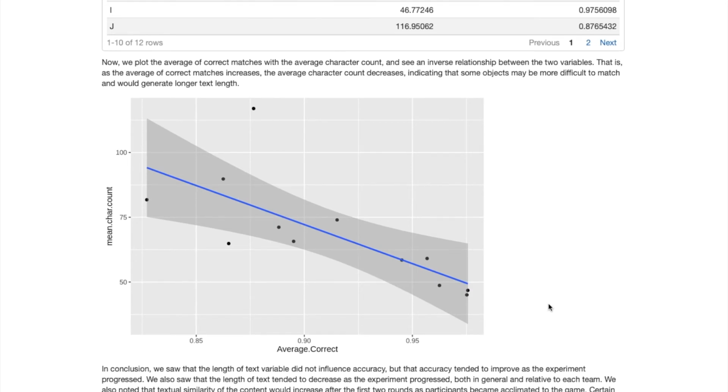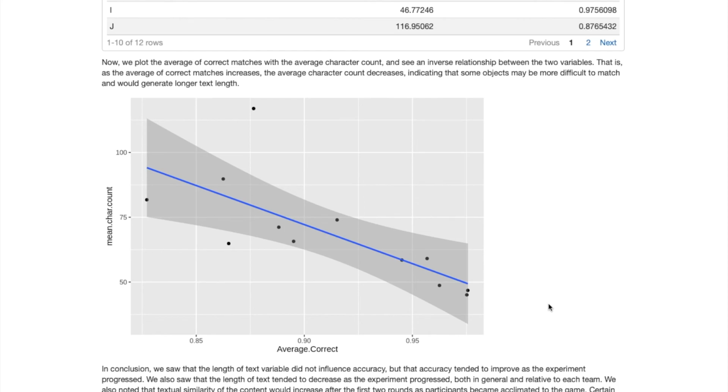And in conclusion, we saw that the length of text variable did not influence accuracy, but that accuracy tended to improve as the experiment progressed. We also saw that the length of text tended to decrease as the experiment progressed, both in general and relative to each team. We also noted that textual similarity of the content would increase after the first 2 rounds as participants became acclimated to the game.